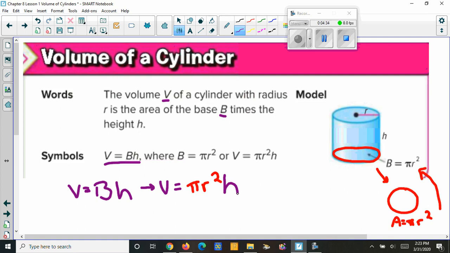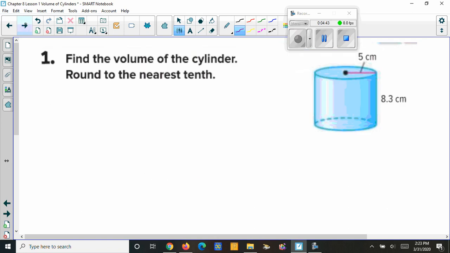Let's take a look at some examples so that you have some guidance when you try this on your own. Find the volume of the cylinder, round to the nearest tenth. I get asked almost every lesson, am I supposed to round this? Well, the directions are always written there, and they tell you to round to the nearest tenth.